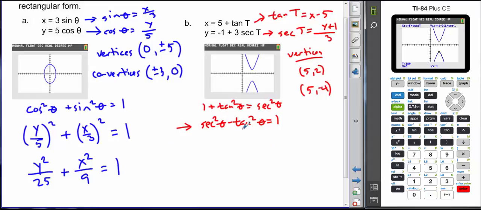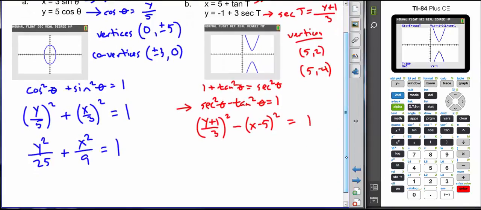All right, so here we go. Secant squared theta would be y plus 1 over 3, quantity squared, minus the tangent squared theta, which is x minus 5, quantity squared, equals 1. Now, if we want to get that into the form we're used to seeing, it would look something like this: y plus 1 quantity squared over 9 minus x minus 5 quantity squared over 1 is equal to 1. A hyperbola.